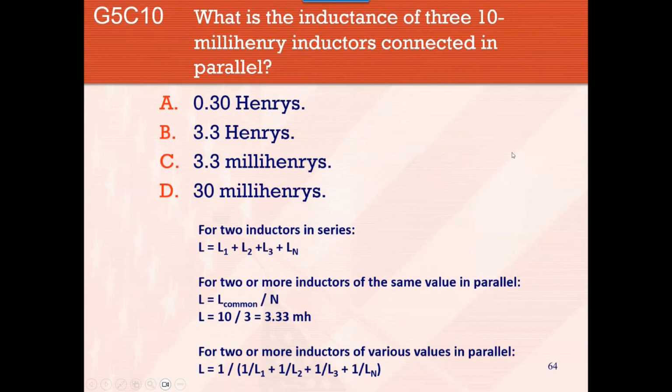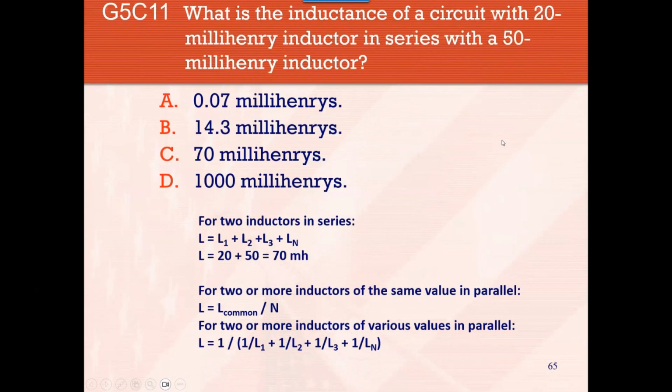Inductance of a 10 millihenry inductor connected in 3 connected in parallel. Well, remember, with 3 resistors connected in parallel, we just divide by 3. We do the same thing here. 10 divided by 3 gives us 3.3 millihenries, which is answer C. Just remember, capacitors are odd man out. Inductors and resistors use basically the same formulas with different letters.